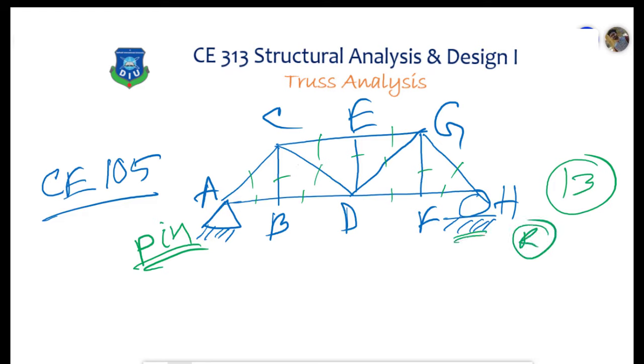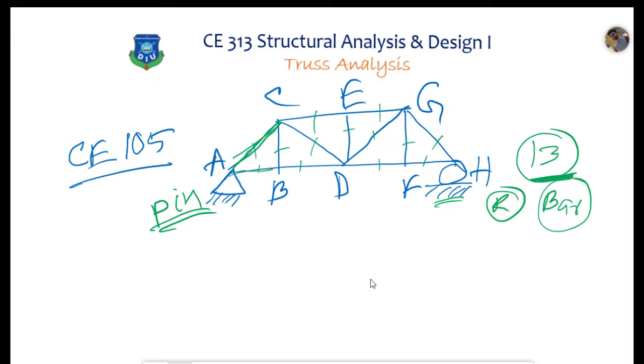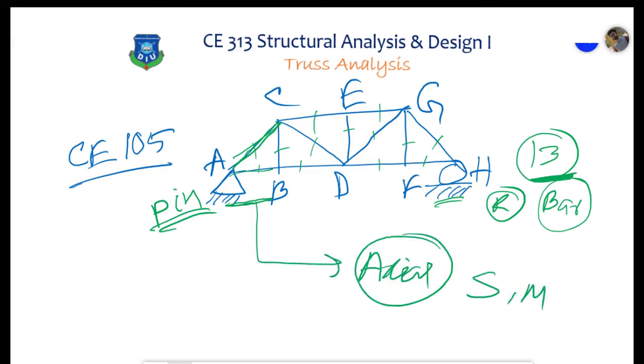Okay, so truss analysis means you have to determine the magnitude of the force acting in each bar. As there are 13 members, you have to calculate the force in each member. And for your information, in each bar there is only axial force, no shear force or moment. Only axial force exists in truss members. And axial force is of two types: one is compression, another one is tension.